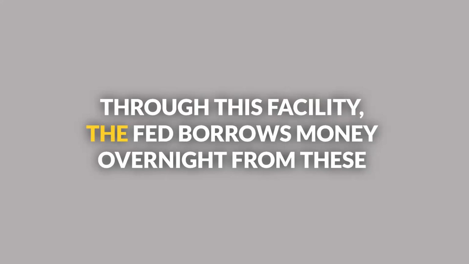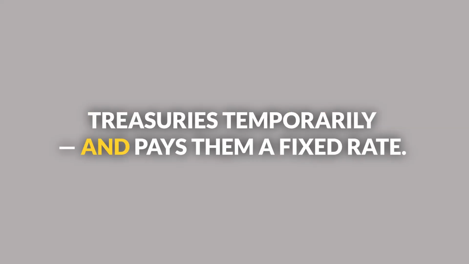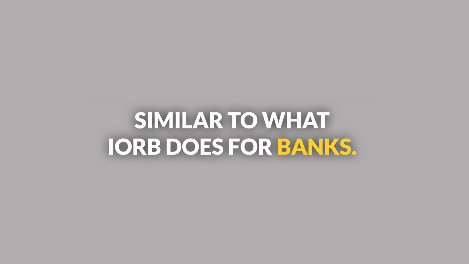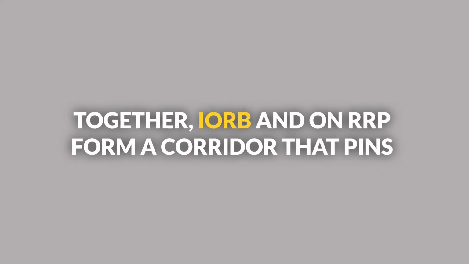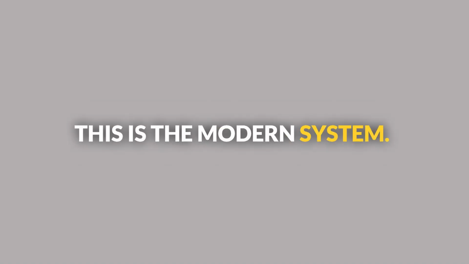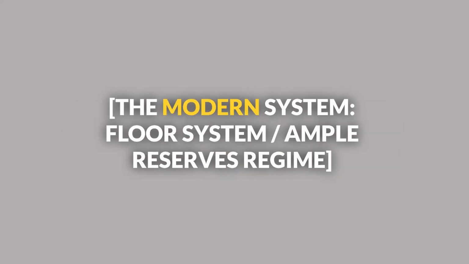Through this facility, the Fed borrows money overnight from these institutions, accepting their cash in exchange for treasuries temporarily, and pays them a fixed rate. This creates a floor for non-bank institutions similar to what IORB does for banks. Together, IORB and ONRRP form a corridor that pins the federal funds rate within the target range. This is the modern system. It is called a floor system, or ample reserves regime.